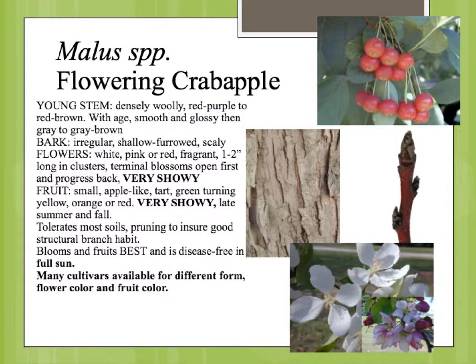The flowers are in early spring, right around the time the leaves are coming out, and they're extremely showy. They're anywhere from white to different shades of pink or red. They're kind of fragrant, and in clusters they just cover the branches of the tree. After the flowers, the fruit starts to develop and colors up late in the summer, where you may have yellow, orange or red fruit. You may have fruit as small as a 1/4 inch in diameter up to almost 2 inches in diameter.